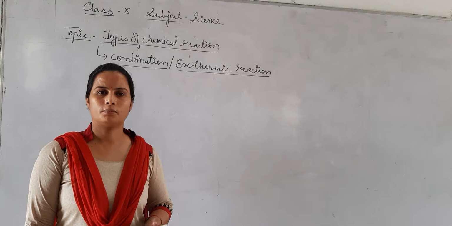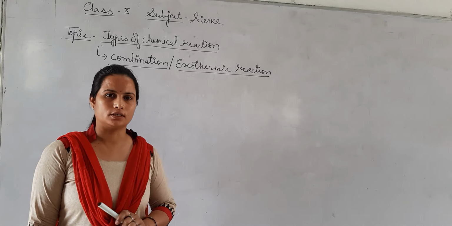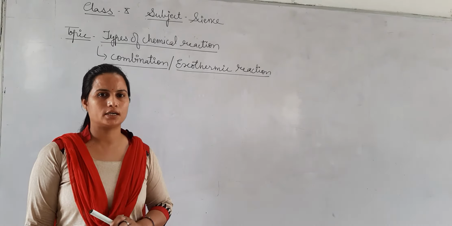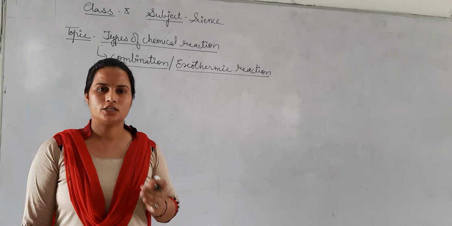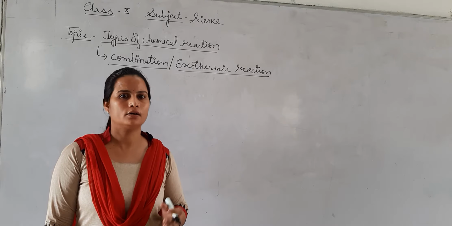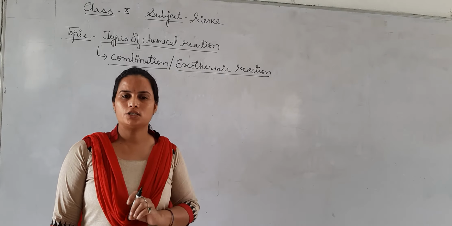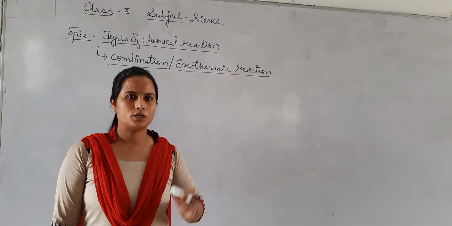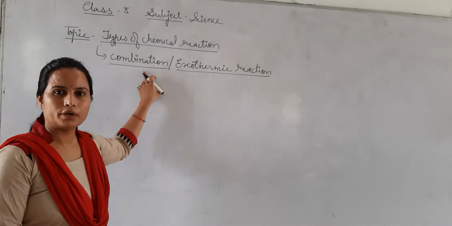Hello student, in my previous lecture I told you about the types of chemical reaction. The types of chemical reactions are combination reaction, decomposition reaction, displacement reaction, double displacement reaction, redox reaction, and one another is the neutralization reaction. The neutralization reaction I explained to you in my previous lecture. Today we start a type of reaction, that is combination reaction.